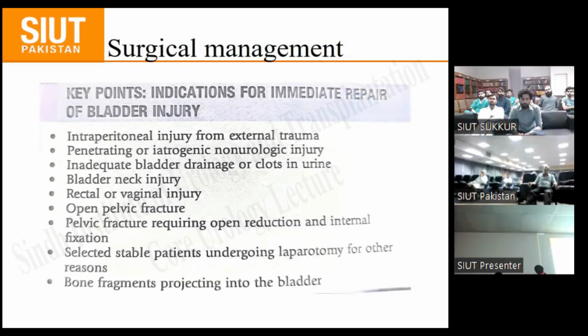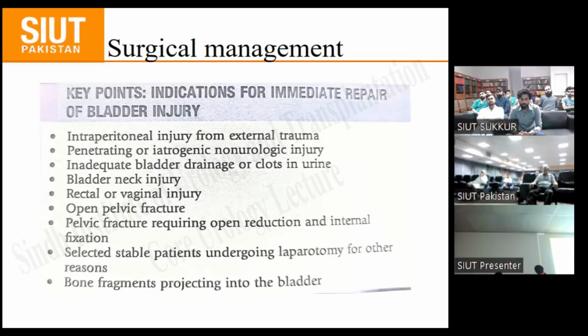There are some key points which indicate immediate repair of bladder injury, in which there is very minimal or no role of conservative management. The intraperitoneal injury that has resulted from an external trauma. In these sorts of patients, we have to repair the bladder. If there is penetrating or iatrogenic non-urological injury, inadequate bladder drainage or clots in urine. If we have placed a catheter as conservative management, but the drainage is insufficient or there are clots in urine, it signifies that the injury is large and maybe it would need surgical repair.